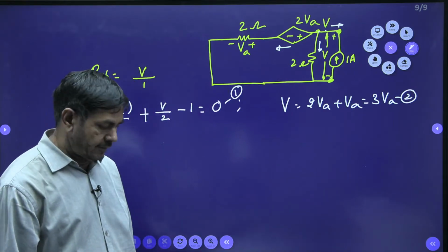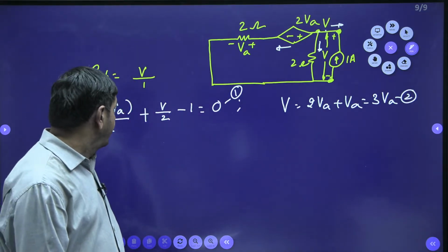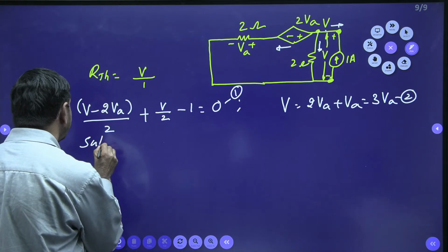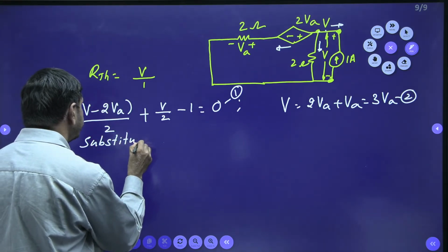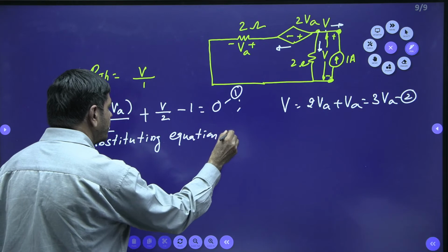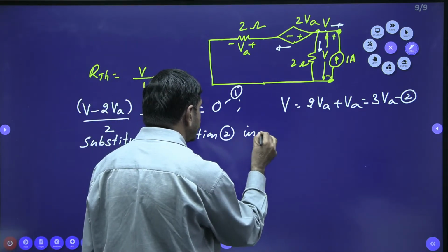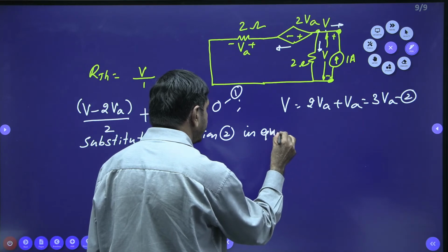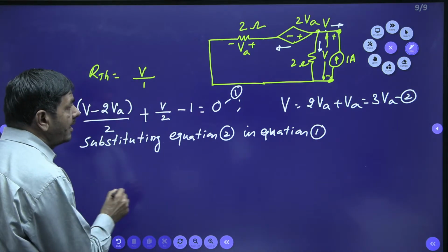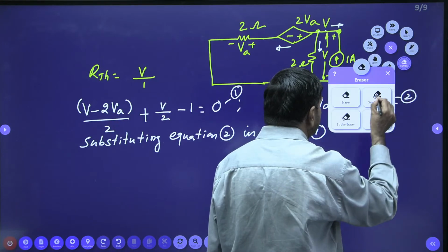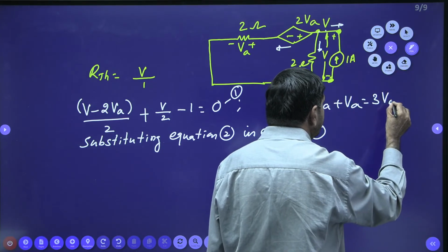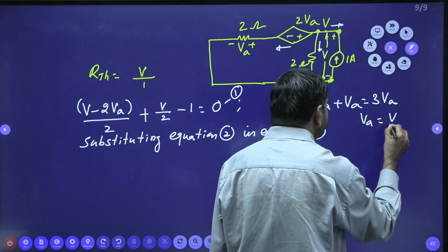Substituting equation 2 in equation 1. Rather than VA, it is still better to put what VA is. So VA is nothing but V by 3. I take this as equation number 2, because my aim is to find V.